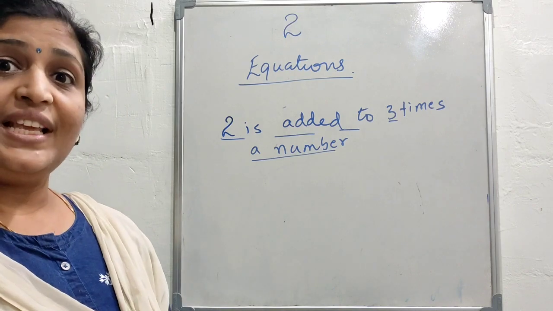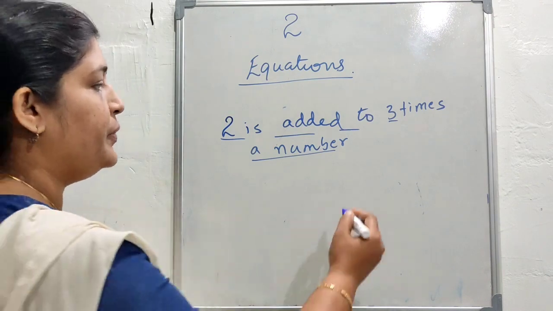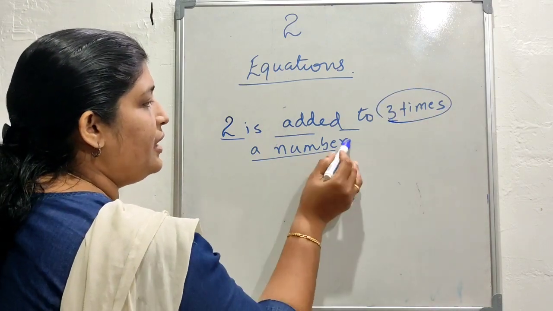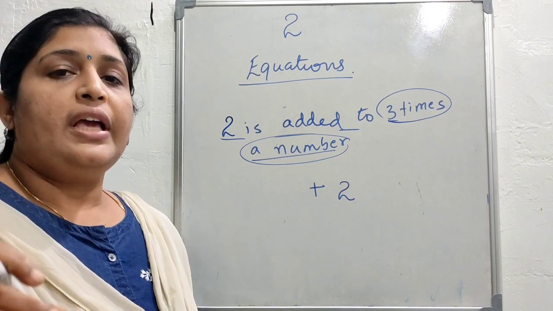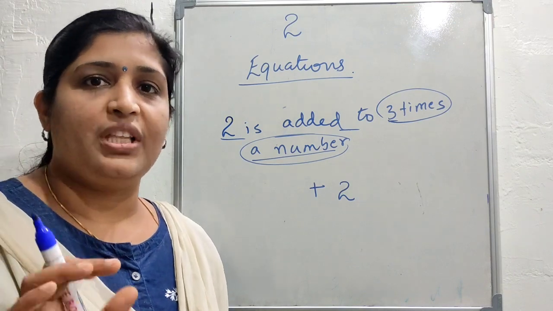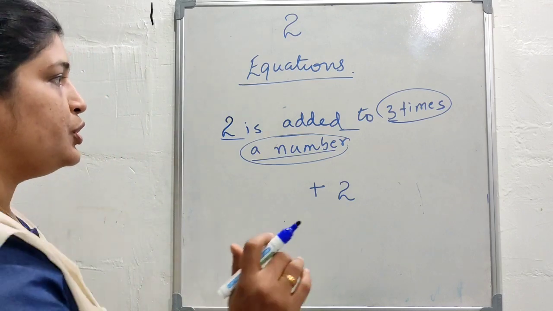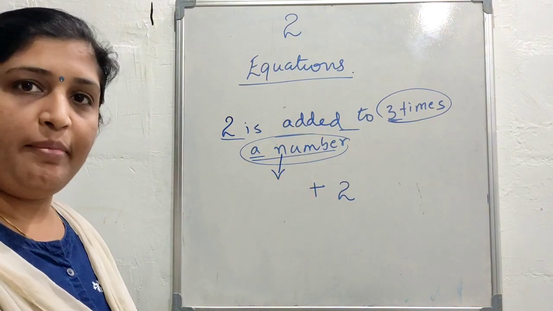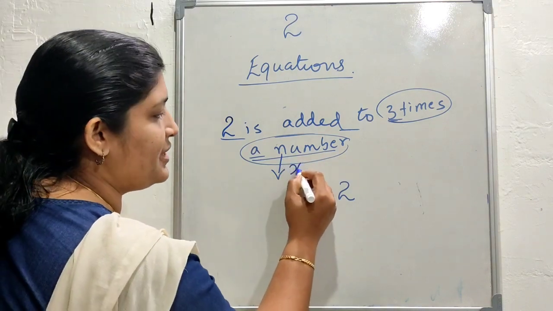Yes, 2 is added to. So we know that 2 is added with some other number. 2 is added to which number? 3 times a number. Which number? We don't know which number. So, in this case, we take an alphabet in the place of the number. Here, for 3 times a number, we take this number as a variable. Which variable? Yes, the most popular variable is x.